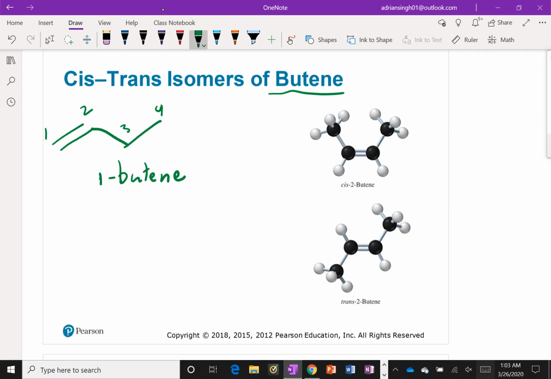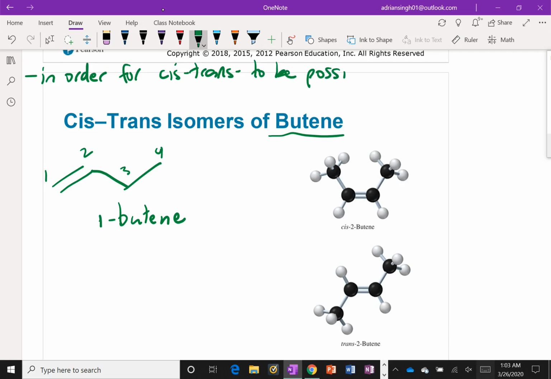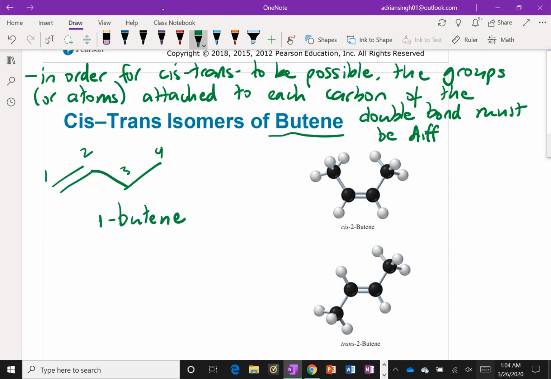Now, in order for cis-trans to be possible, and we should write that up here, the groups or atoms attached to each carbon of the double bond must be different from each other. Okay, so what do I mean by that?